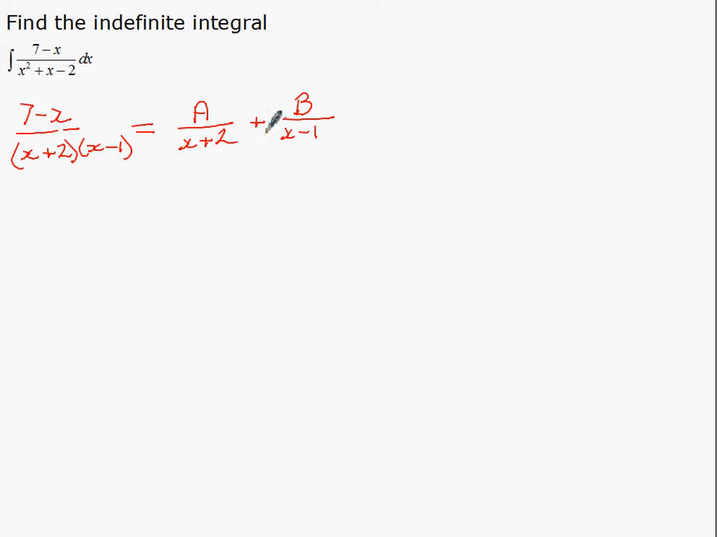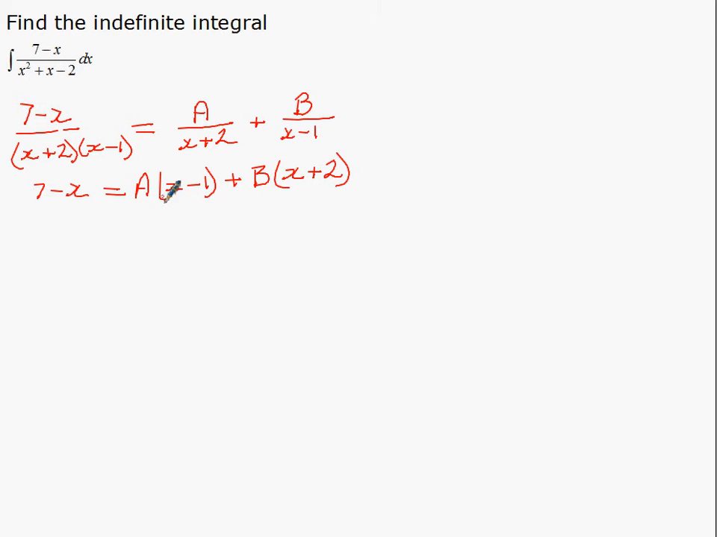Finding these two constants will allow us to integrate each of these separately, and hopefully we can then find the answer. So the first step to finding A and B then is to multiply both sides by the denominator. In this side we're left with just 7 minus x. On the right hand side the A will stay, x plus 2 and x plus 2 will cancel, and we're left with times x minus 1. On the second term here, the B will stay and the x minus 1s will cancel, and we're left with x plus 2.